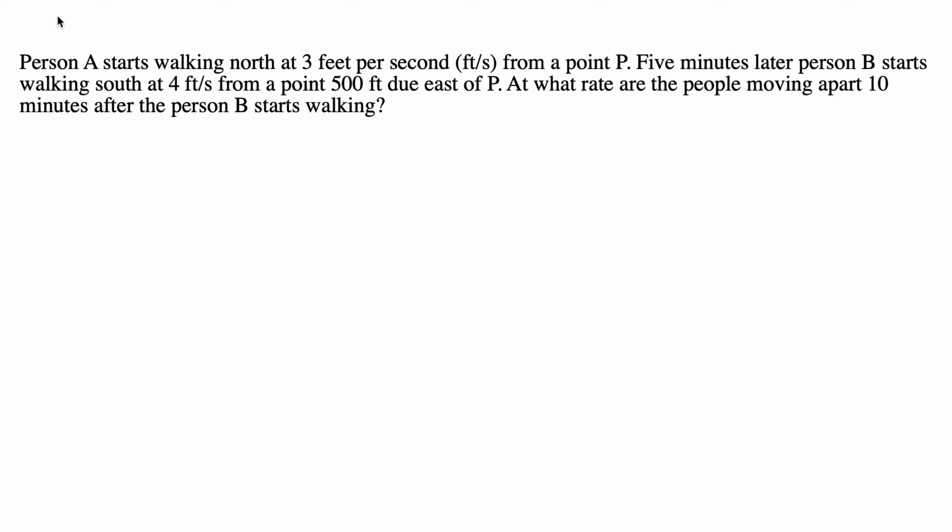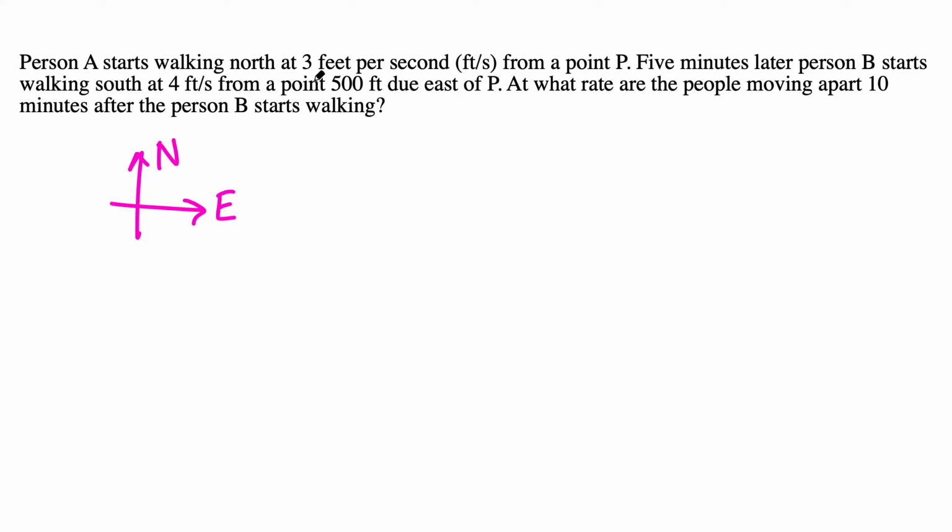Carefully. We have here person A starts walking north at 3 feet per second from a point B. 5 minutes later, person B starts walking south. So we have the convention of using direction in this way. Straight ahead is north and towards right is east. Okay, so we will be using this here.